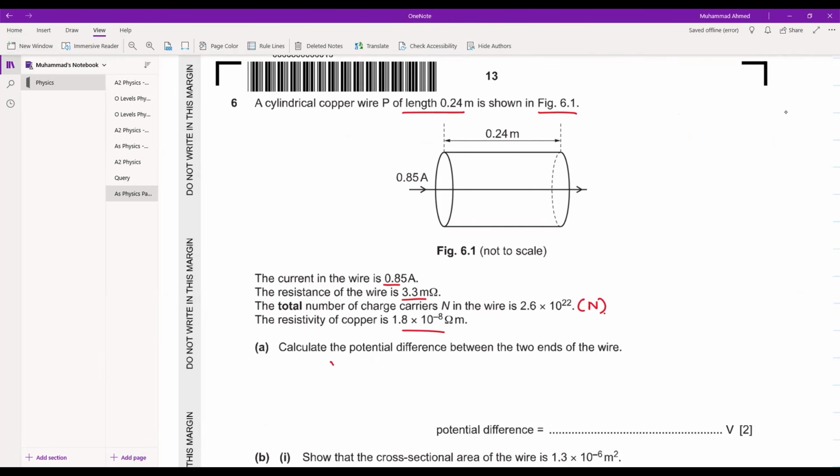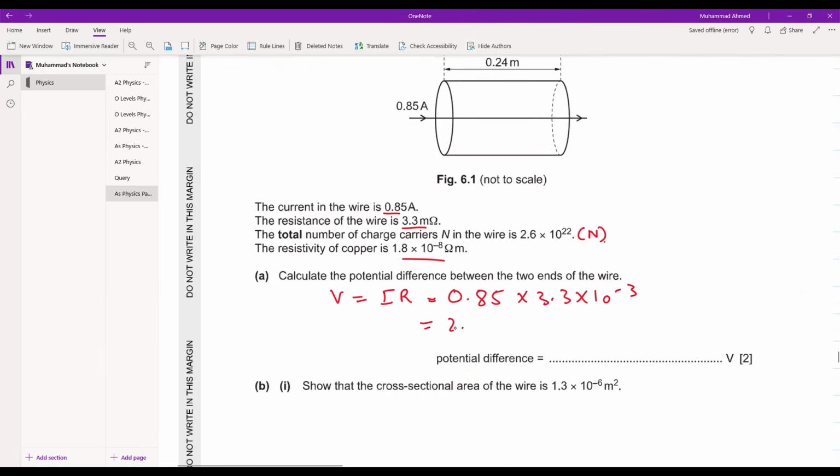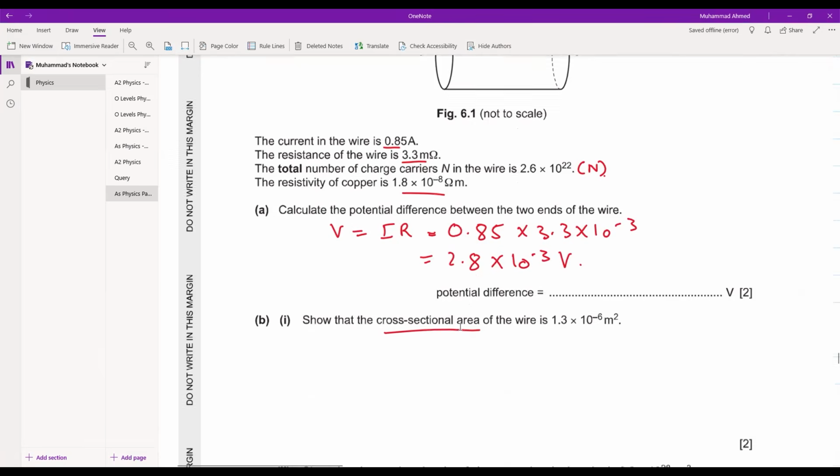You have to calculate the potential difference. V is equal to IR. What is the current? 0.85. What is the resistance? 3.3 milliohms. Can you calculate the potential difference? Just multiply it. The potential difference comes out to be 2.8 into 10 raised to the power of minus 3 volts.